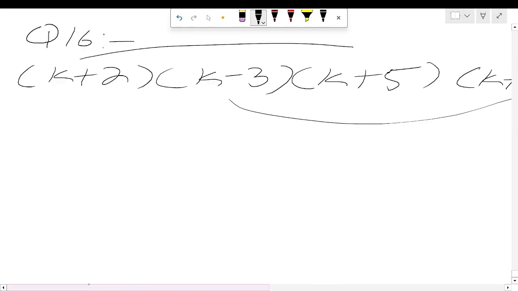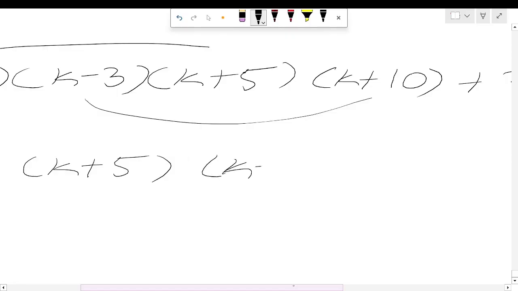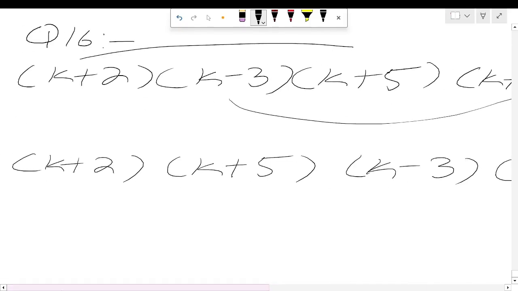So let's arrange it first. So we will write k plus 2 and k plus 5 alongside each other, and then I will write k minus 3 with k plus 10. After that, I will add 375. Okay, what do I need to do next? I will multiply these two terms and these two terms.